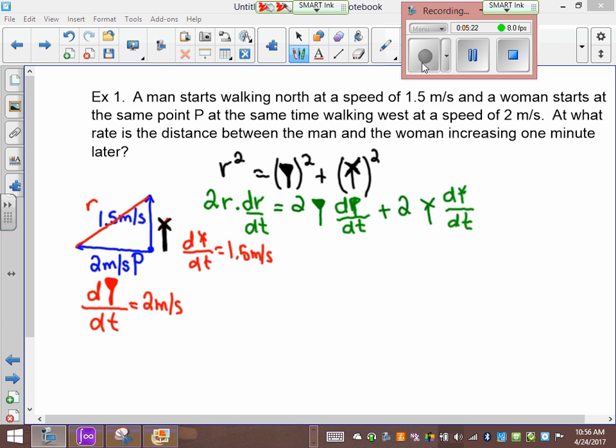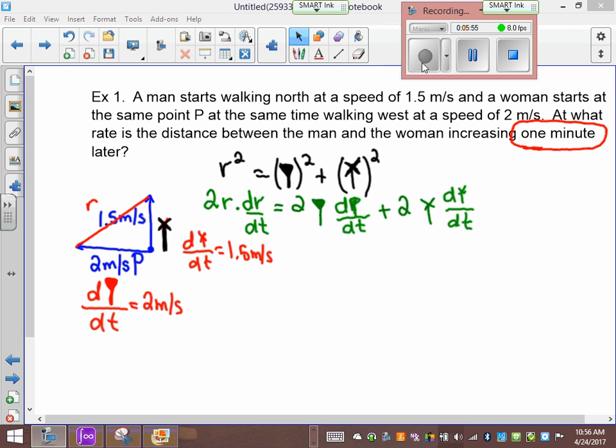Now, we need the r, the spatula, and the railroad crossing in order to be able to solve this. Just the basic ones, just the side lengths. So we need to know this side length, this side length, and this side length. How could we figure it out? Pythagorean theorem means we need 2 side lengths first. We don't have any side lengths. Yes. At what rate is the distance between the man and the woman increasing 1 minute later?